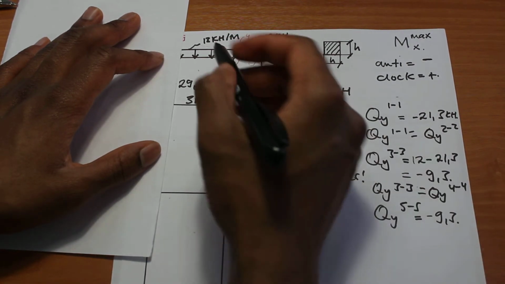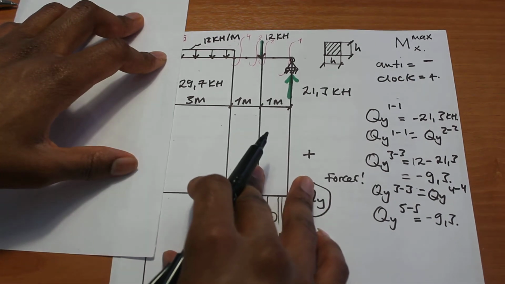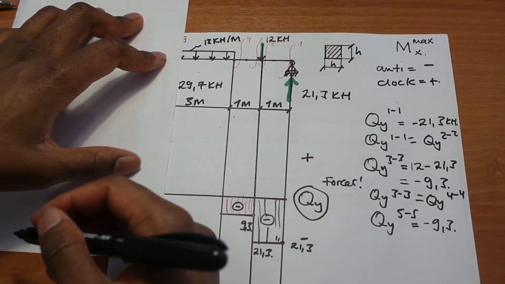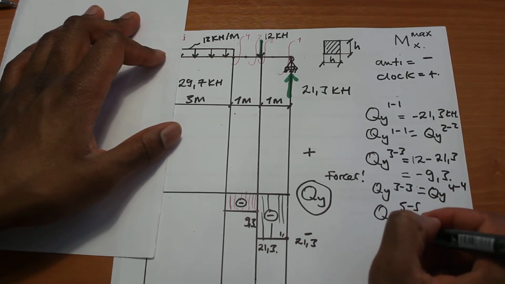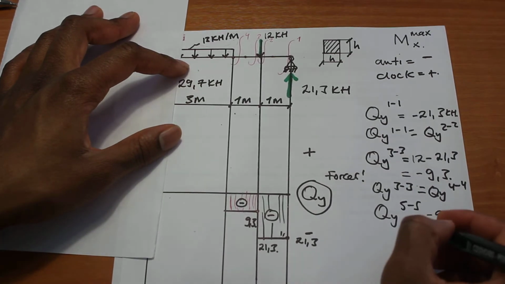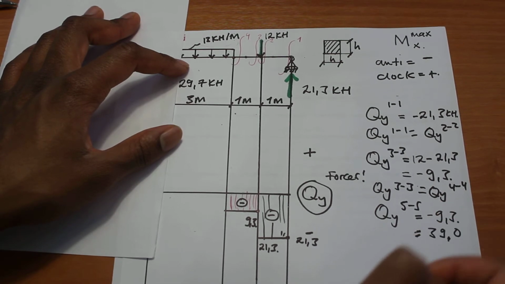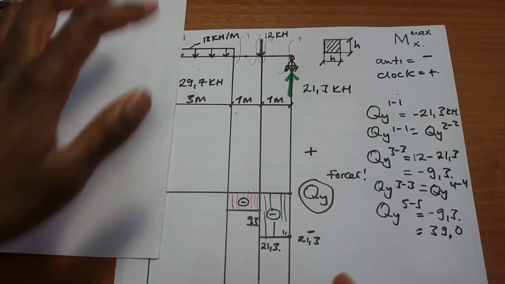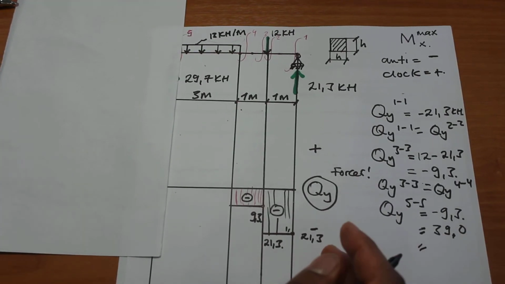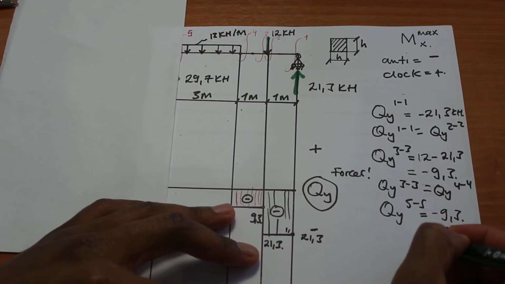So this 13 kilonewtons, if you can see, it is moving in the clockwise direction. If it is moving in the clockwise direction, remember we said it is a positive value, so it will become 13 times 3, which is 39.0 kilonewtons. So when I add these two, 39 plus negative 9.3 gives me 29.7.